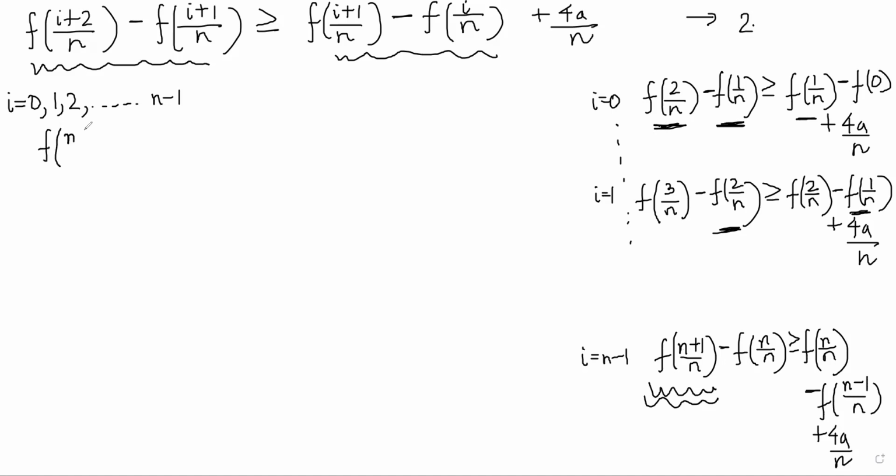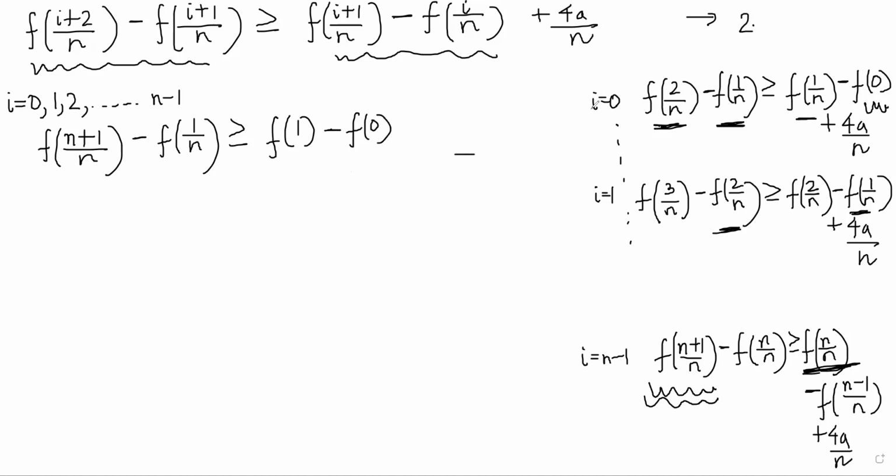f of (n+1)/n minus f of 1/n is greater than or equal to f of... notice here, the last term here is n by n. So that is f of 1, right? And the first term here is f of 0. And how many inequalities are there? There are 0 to n minus 1. There are n inequalities. So 4a by n keeps getting added, and n times it becomes plus 4a.